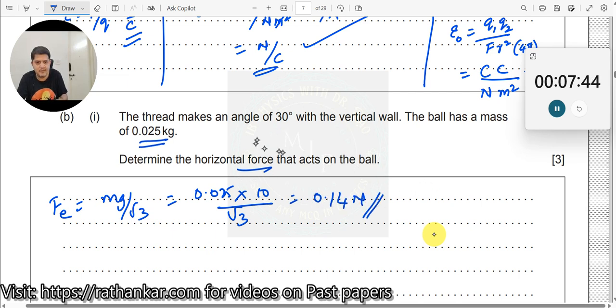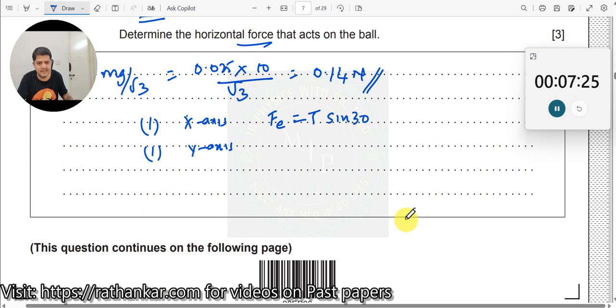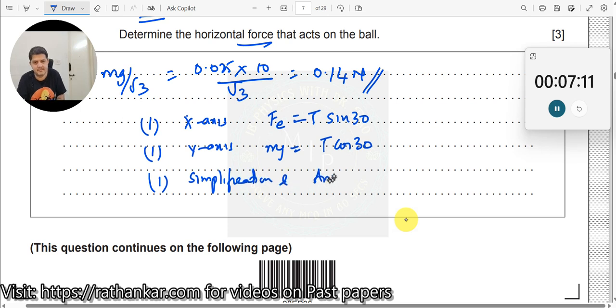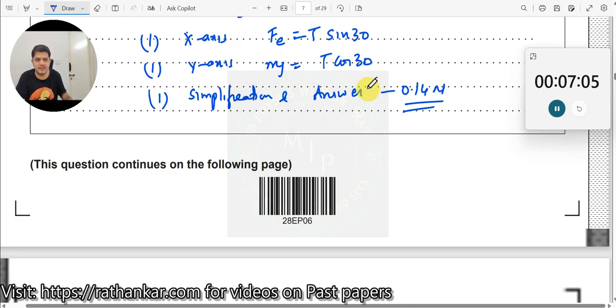Okay. Now how are the marks divided? 1 mark for deriving the FBDs. Which one? The x-axis equation. X-axis equation, what is it? Fe is equal to T sin 30. 1 mark for the y-axis equation. What is it? It is nothing but mg is equal to T cos 30. Okay, and then finally 1 mark for simplification and answer, which is for 0.14 Newton. Okay, now let us move on to the next one.